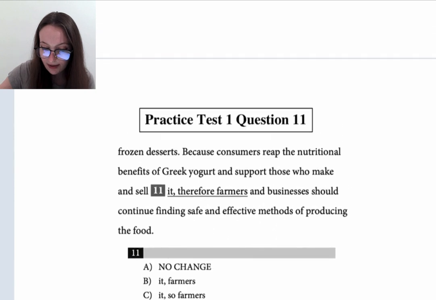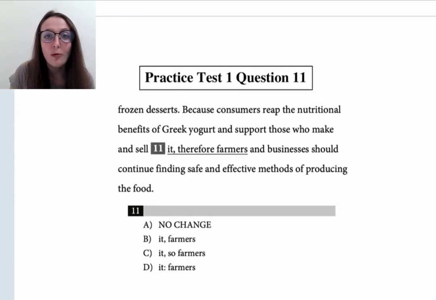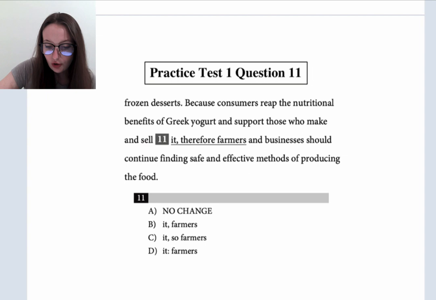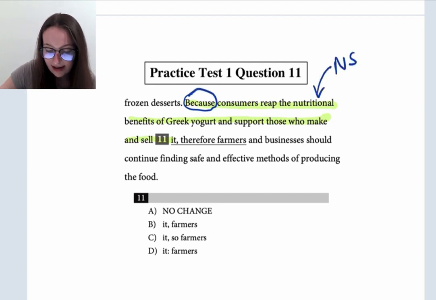So let's look at some SAT questions that we might feel tempted to use a colon or a single dash on, but grammatically speaking, that would violate the rule that we just talked about. So we can see that this sentence right here, because consumers reap the nutritional benefits of Greek yogurt and support those who make and sell it. Well, first of all, this starts with because, so it's not a complete thought. So this is not a sentence, so we cannot pick the choice that has a colon. So it can't be choice D.